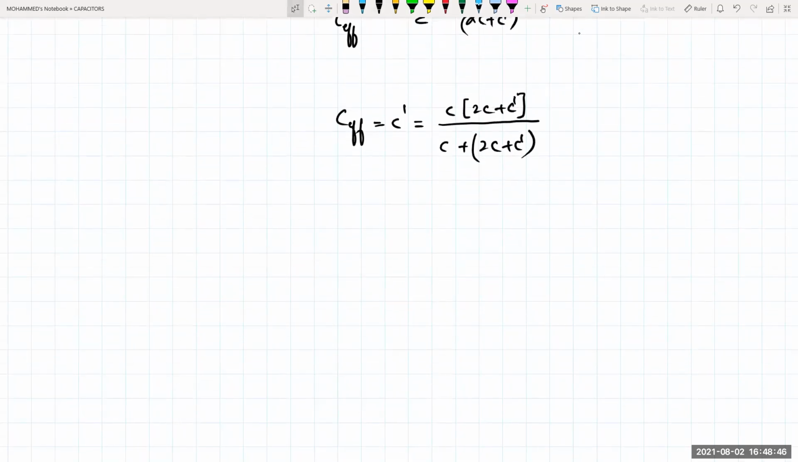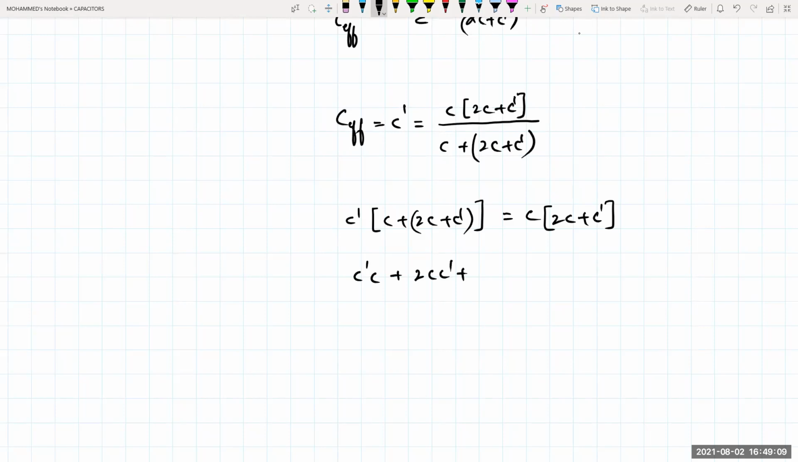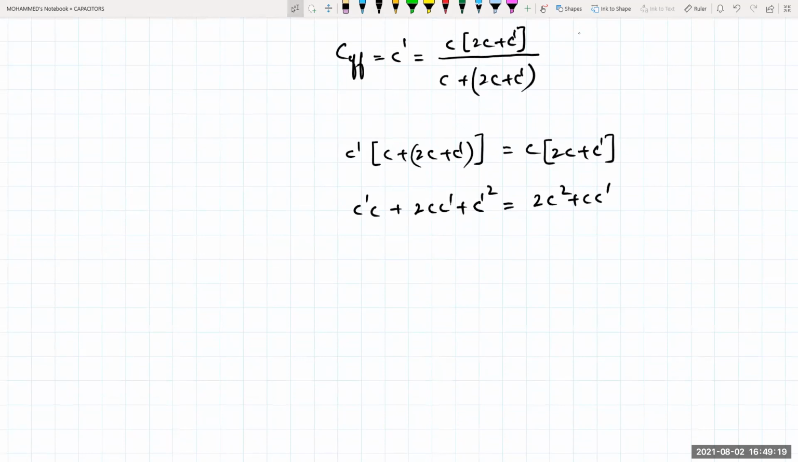Now see, if I cross multiply this one, see how much I'm getting right now. This will become C dash into (C plus 2C plus C dash) equals C into (2C plus C dash). So this will become C dash into C plus 2 into C dash squared... plus C dash squared equals 2C squared plus C into C dash. Right? 2C squared plus C into C dash.